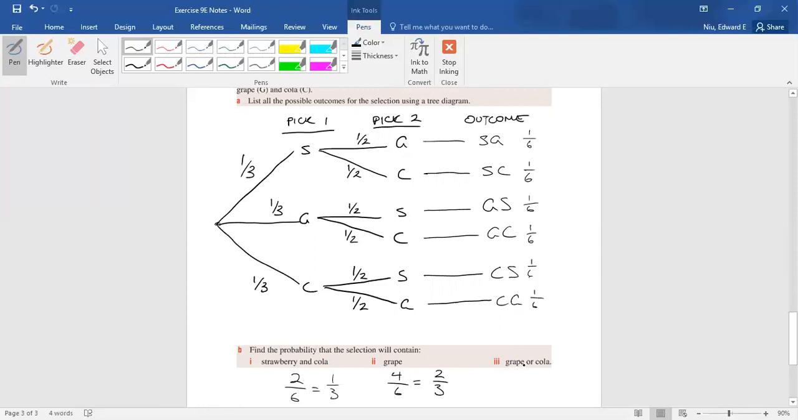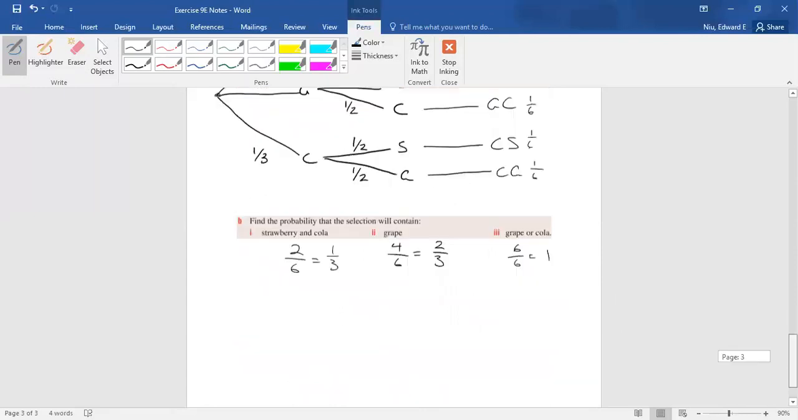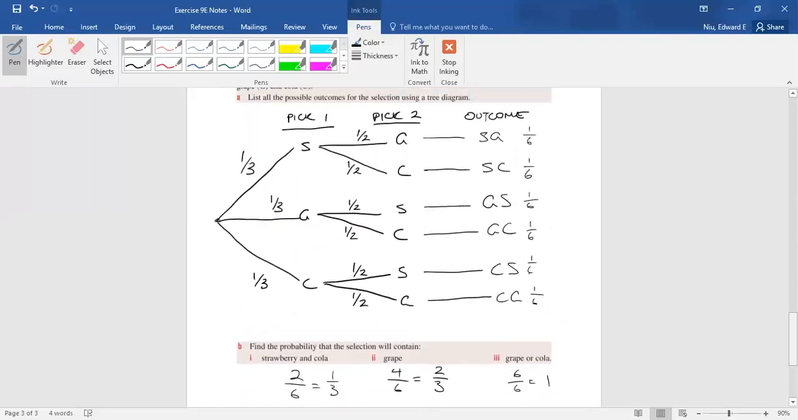Getting a grape or a cola, so we take a look at the outcome list and see how many has a grape or a cola. So there's 1, 2, 3, 4, 5, 6. So we've got a 6 out of 6 chance, which is 100%. Okay, so you will always get either a grape or at least a cola in picking twice out of this bag. So that's all for exercise 9E.